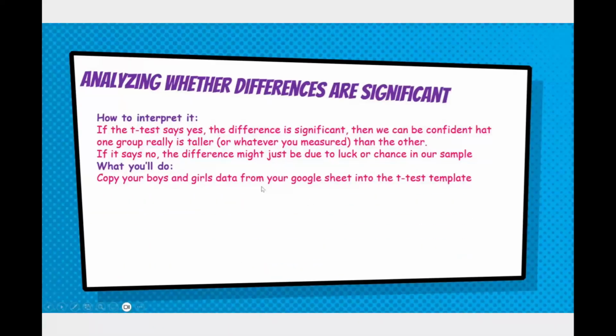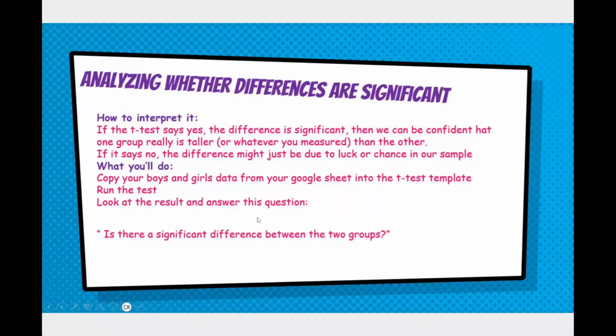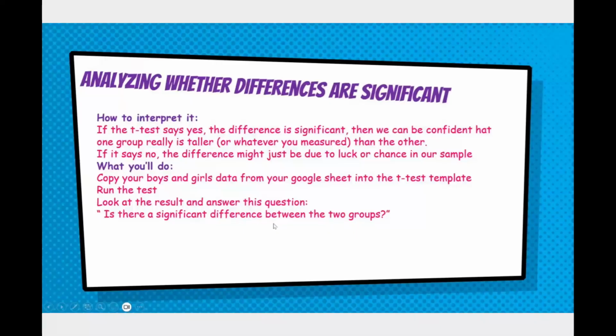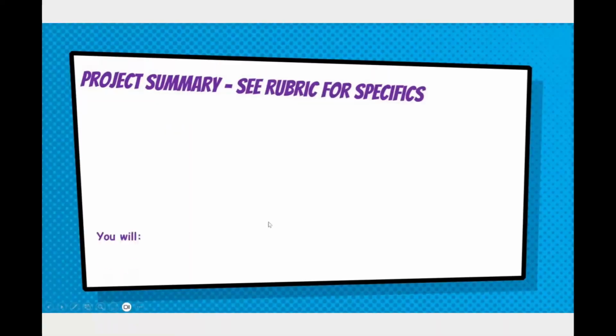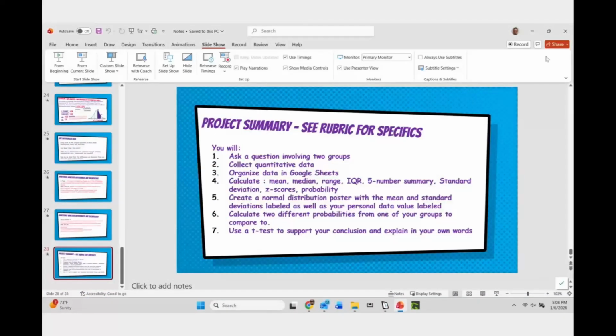So what you're going to do is you're going to copy the boys and girls data from your Google Sheet into the t-test template, run the test, look at the result, and answer this question: is there a significant difference between the two groups? And explain what that means in your own words. So let me show y'all that real quick.